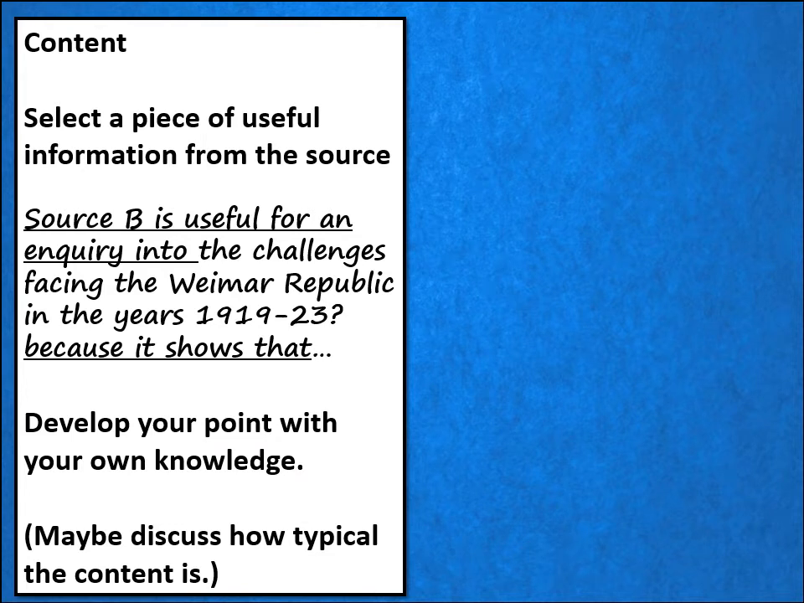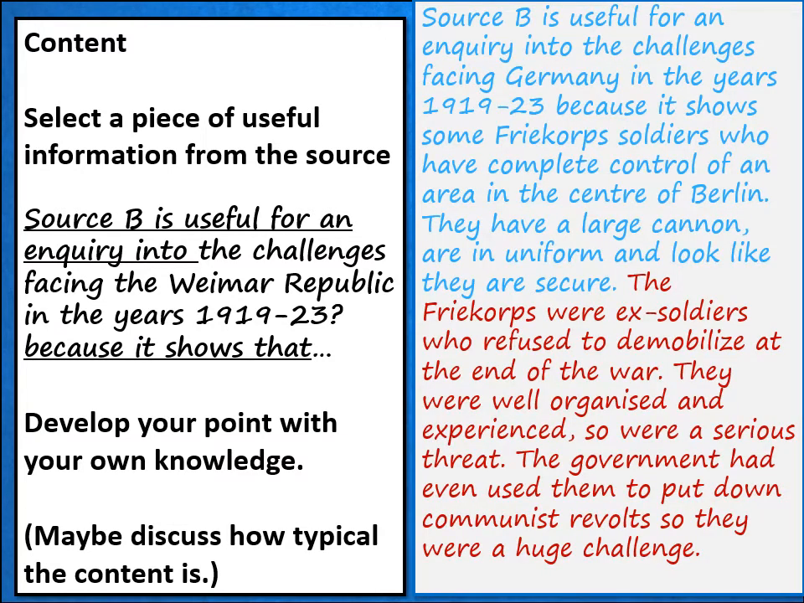So let's look at our first phase of those paragraphs. Let's look firstly at content. The guidance here is that we select a useful piece of information from the source, maybe using the sentence route that you can see there. And then we're going to develop that point with our own knowledge. So the writing in blue is where I've taken a piece of content from the photograph. This is then developed with the writing in red with my own knowledge.